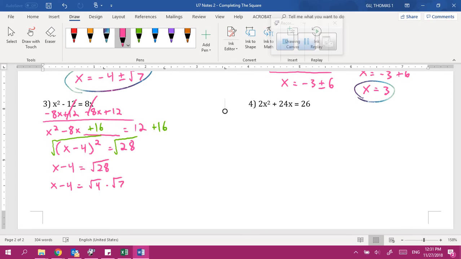That's very good because we can simplify the square root of 4, right? What does that simplify into? Plus or minus 2. So now we have x minus 4 equals plus or minus 2 square root of 7. Are we done? No. What do we need to do? Add the 4. I add the 4, and what's my final answer? That is correct. X equals 4 plus or minus 2 square roots of 7. Very good.